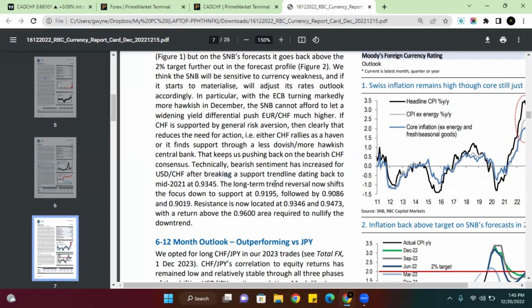After breaking the support line, a trend line dating back to mid 2021 at 0.9345, the long-term trend reversal now shifts the focus down for 0.9195, right?